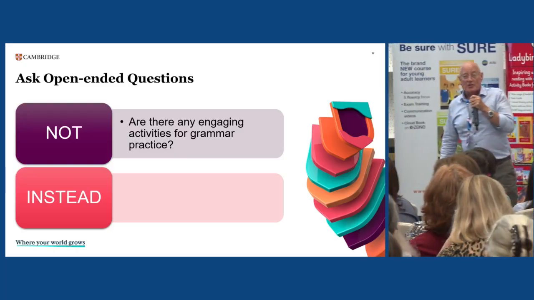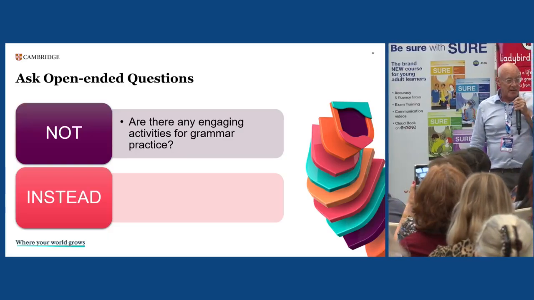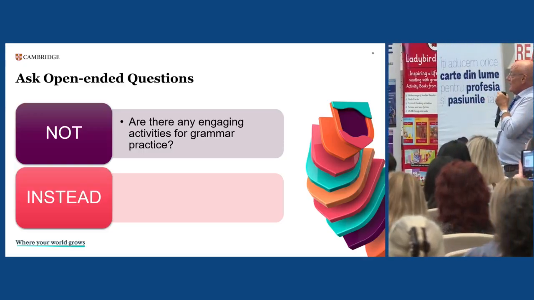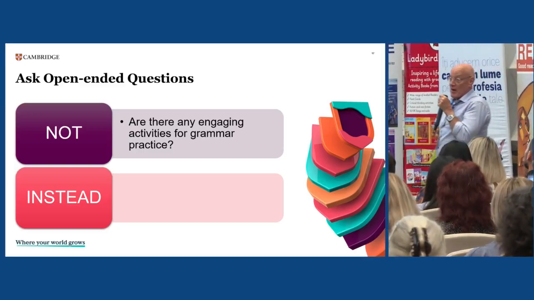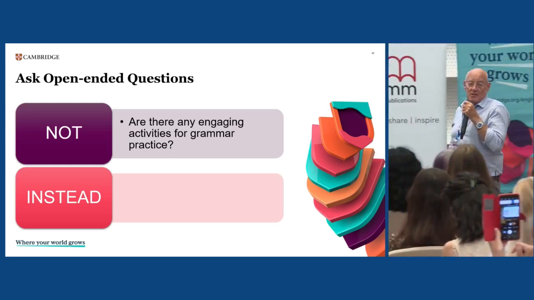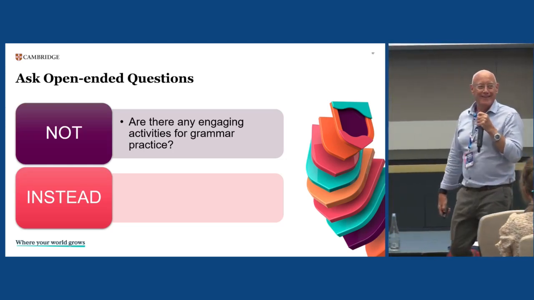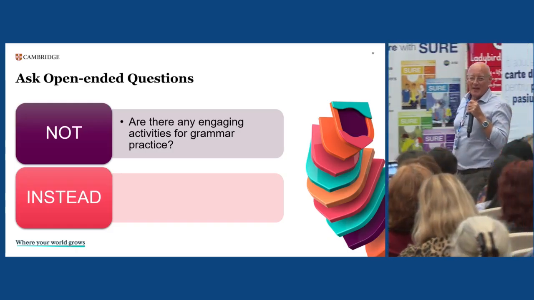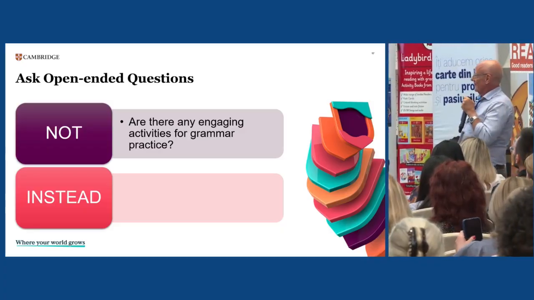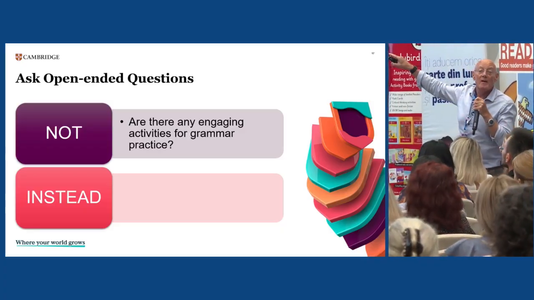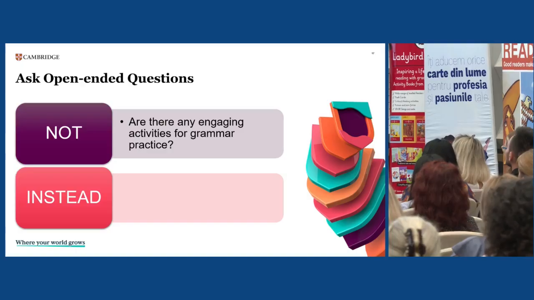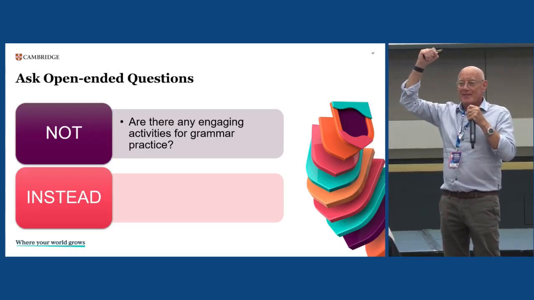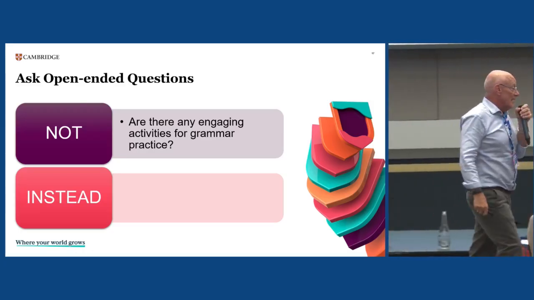Asking open-ended questions is also a good way of prompting, but you need, again, to be clear, specific, and contextual. So, are there any engaging activities for grammar practice? Answer? Yes. Okay. So, what should we say? I mean, what's missing, first of all? What's missing? The verb, the imperative. Yeah, we need an imperative.